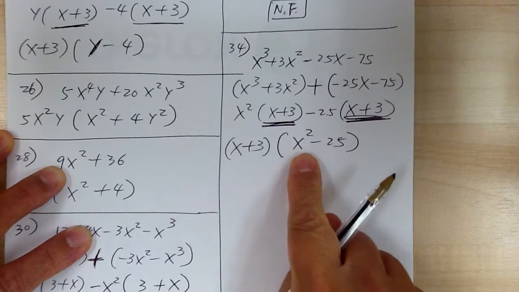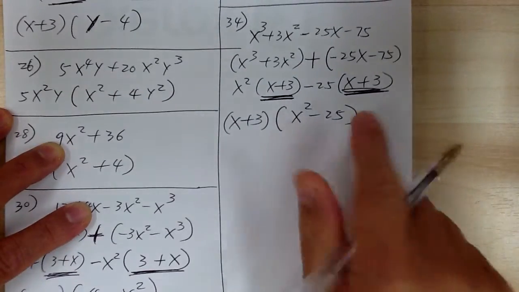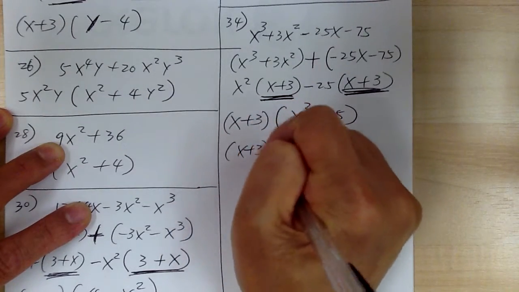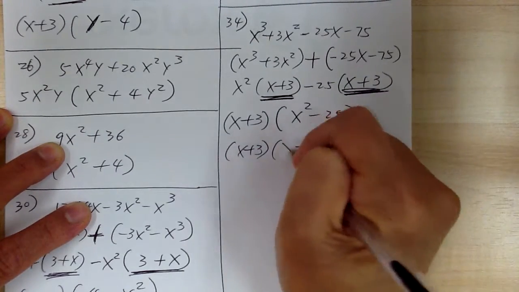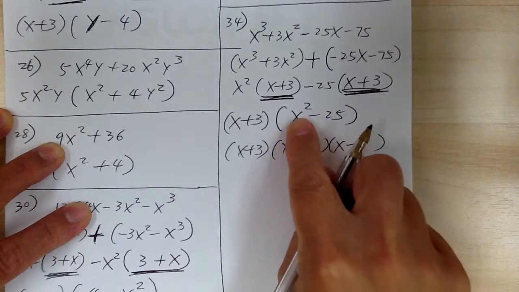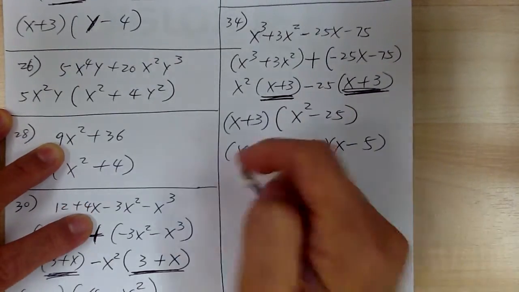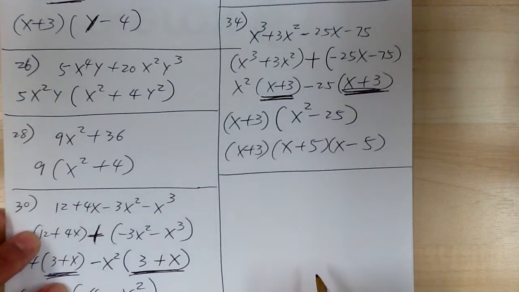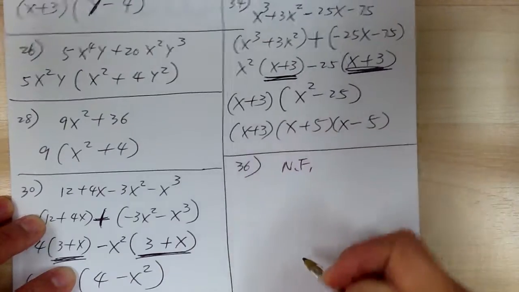But now, you have x squared and you have the 25. So this is a difference of squares. You have to recognize that, and factor that into conjugates. So it'd be x and x, right? x times x gives you x squared, 5 times 5 gives you 25. Okay, and that's it for 34. Okay, 36 is not factorable, so we're not going to worry about that.